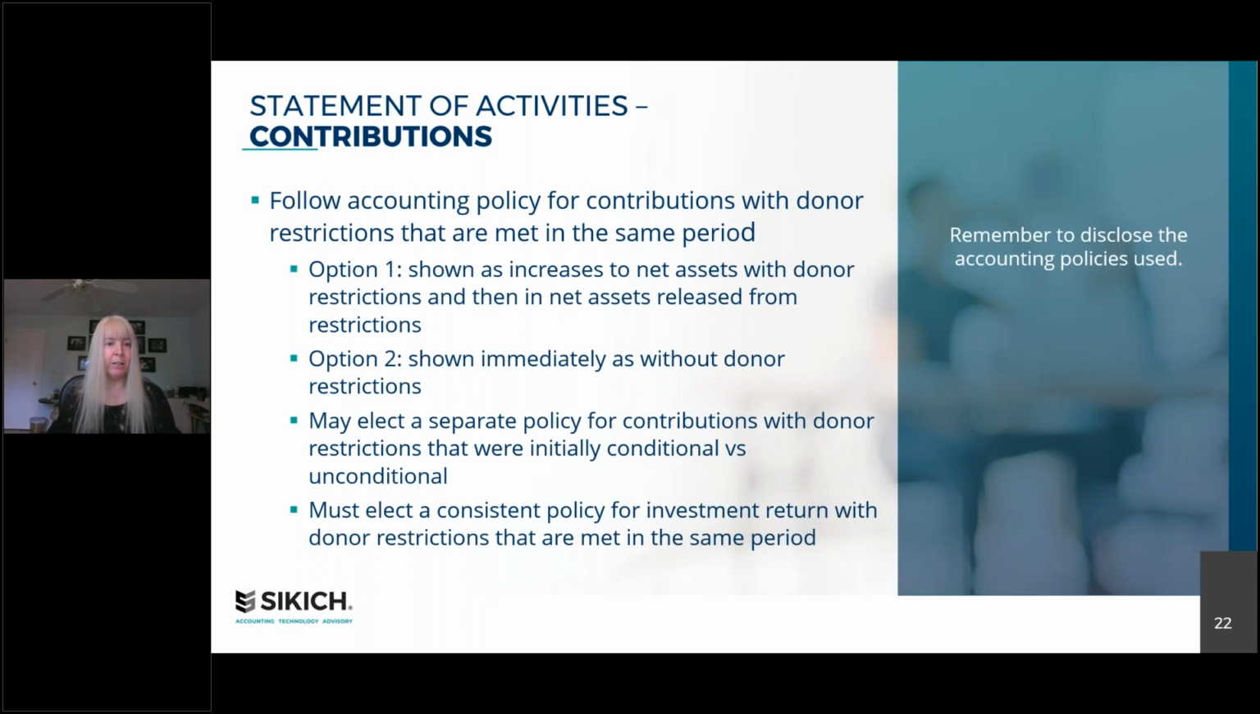Not-for-profits may elect a separate policy for contributions with donor restrictions that were initially conditional versus those that were initially unconditional. So they don't have to choose the same for both conditional and unconditional contributions, but they need to disclose it. And then they have to elect a consistent policy for investment return that has donor restrictions that are met in the same period.